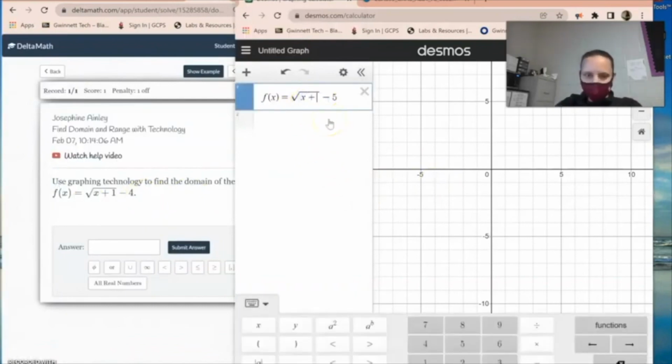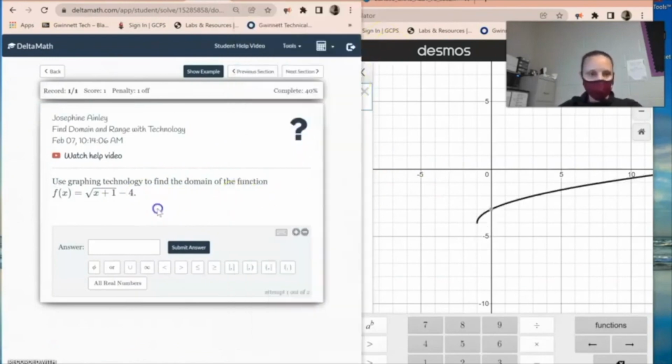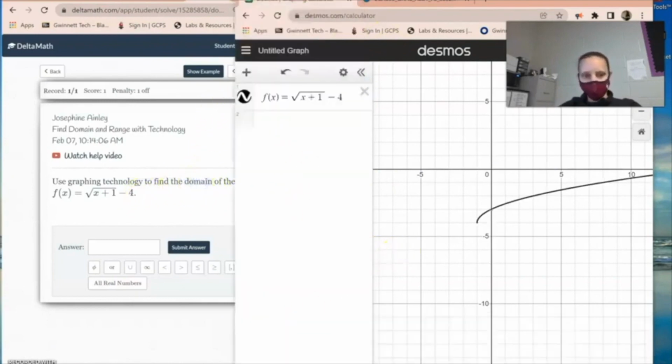All right, so +1, -4. You just put it in. Once you put it in, you just look at it. All right, so find the domain. So this is the X values, right? So we're going to look at the X values.